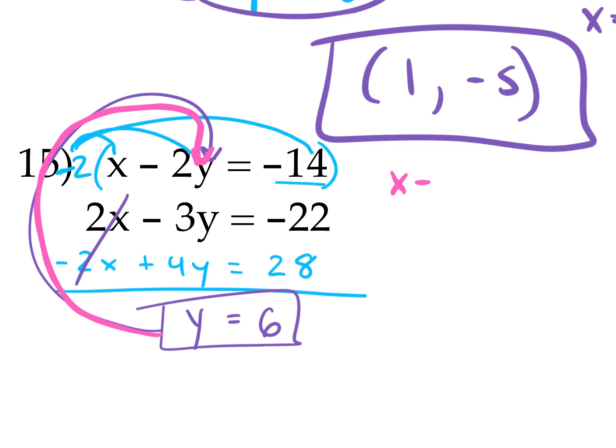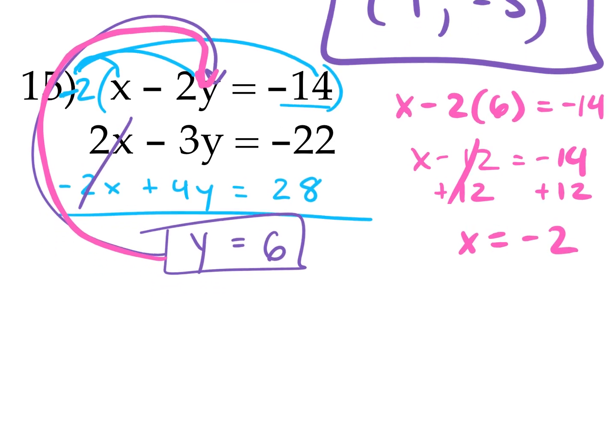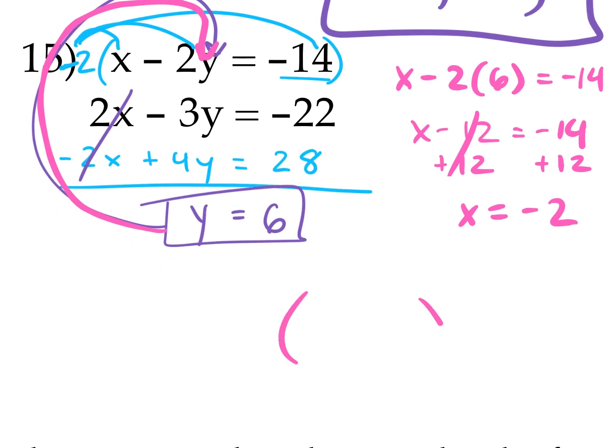So I have x minus 2 times 6 is equal to negative 14. So x minus 12 is equal to negative 14. What do I do next? Add 12. So Andrew, what does x equal? Negative 2. How do I write my answer? Negative 2 comma 6.